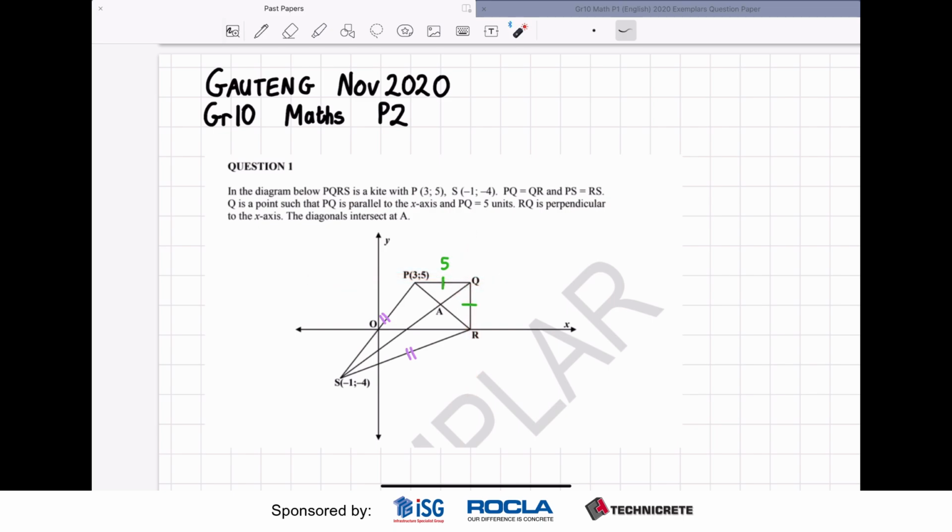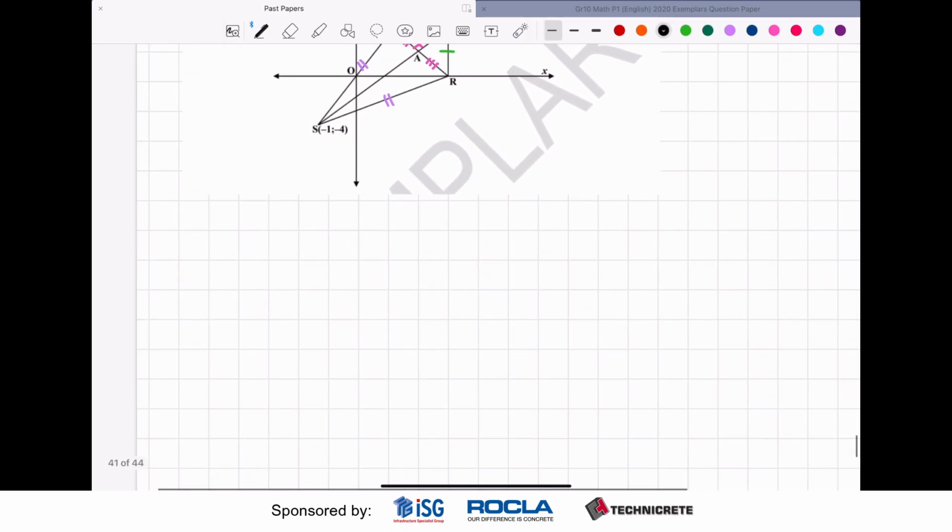And I'm also told that these diagonals intersect at A. And from my properties of a kite, I know that the long diagonal bisects the short diagonal. So I can say that this line PA is equal to AR. And from my properties of a kite, I also know that this is a 90-degree angle. Okay, so now we can start answering the questions.